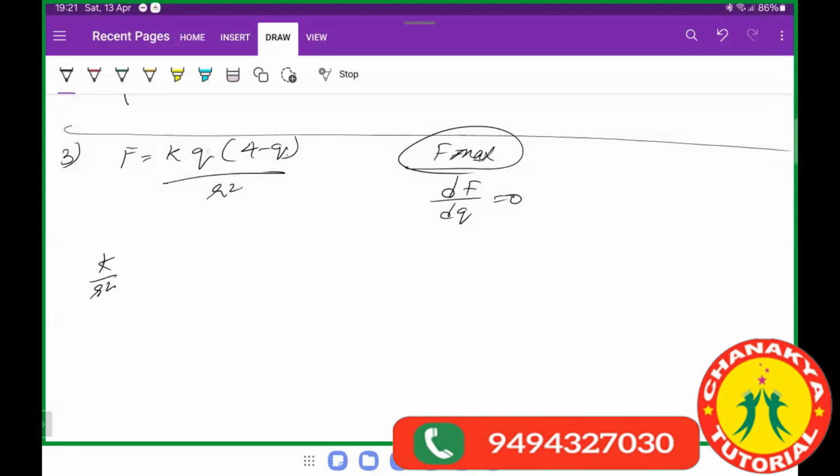4q minus q square. So it will become 4 minus 2q equals 0. So this whole thing we can send it to 0. So 4q equals 2. That's it.